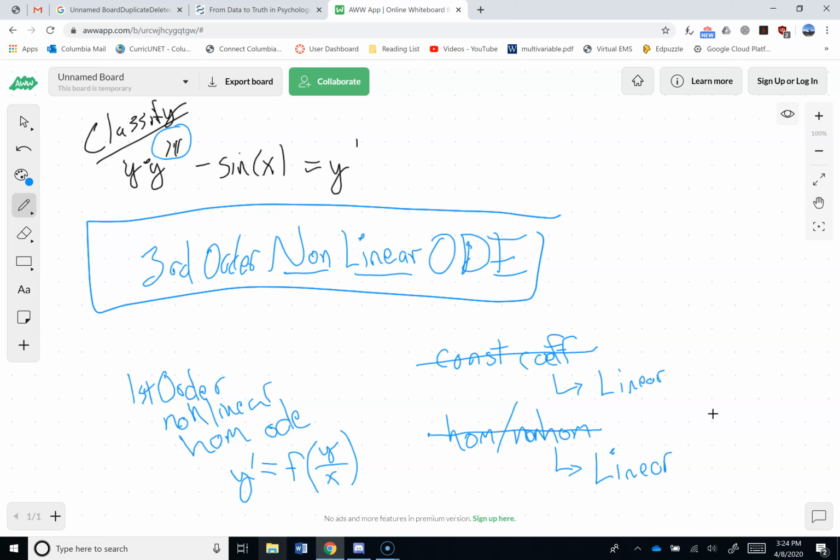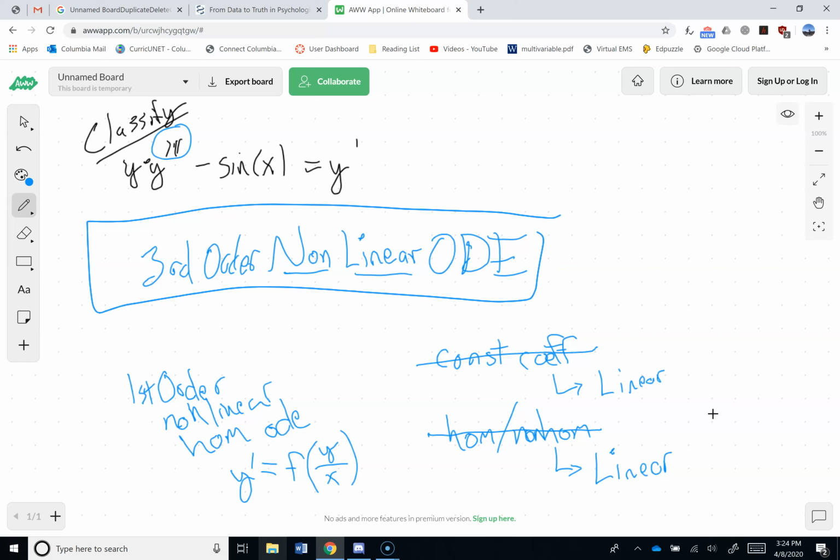Not adding non-homogeneous or homogeneous, because it's not linear, and the homogeneous, non-homogeneous distinction is something that linear equations have. Okay. In this case, the constant coefficient thing is also a distinction that only linear equations have.